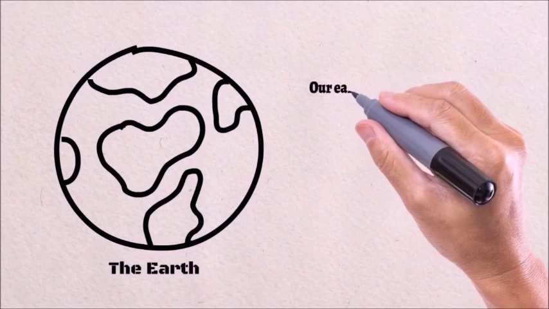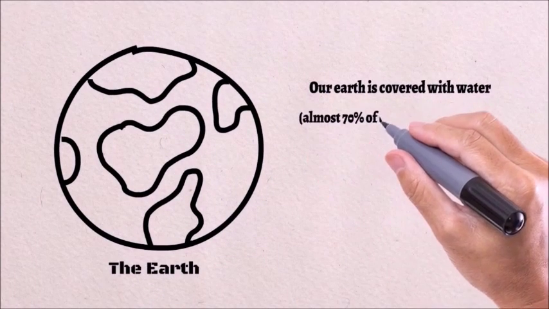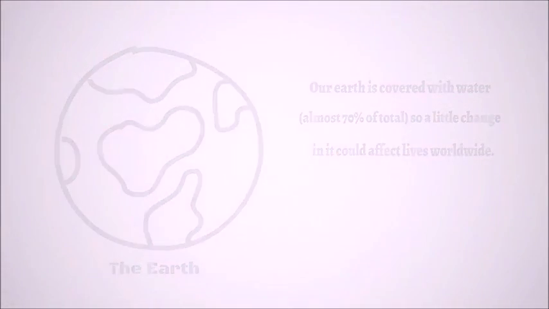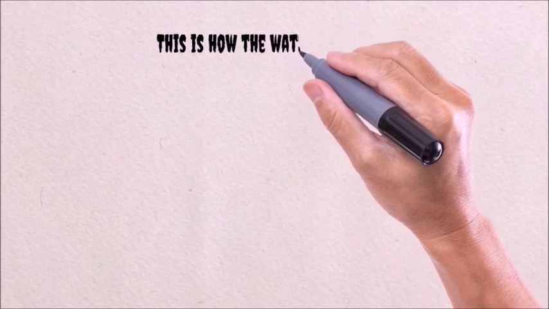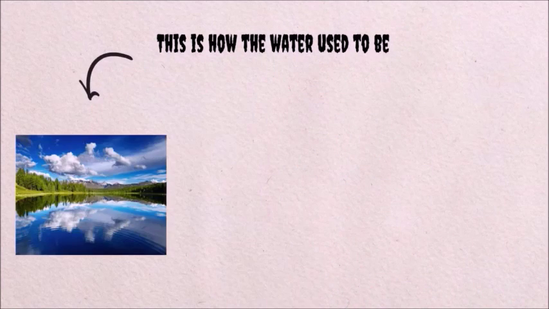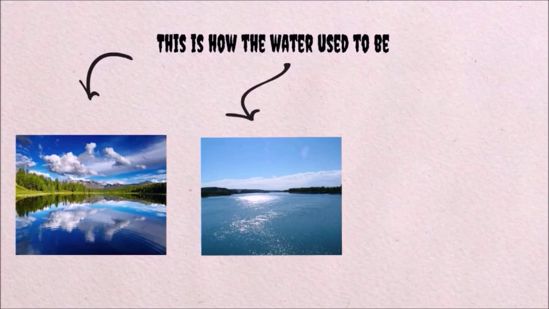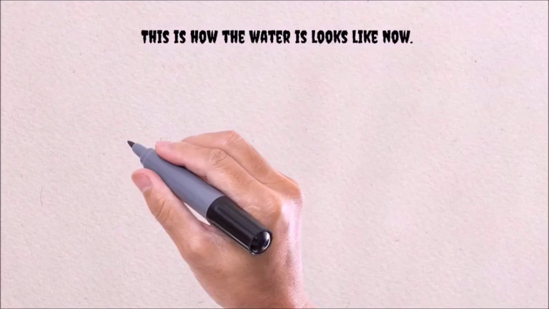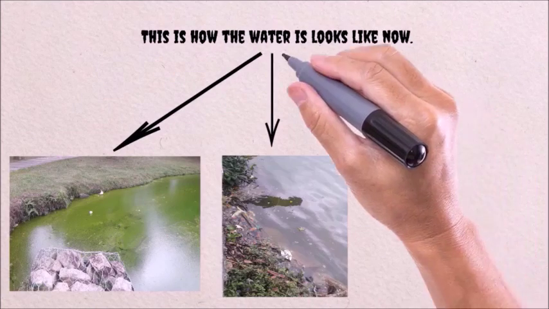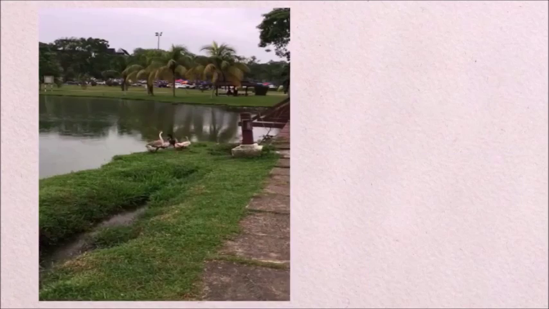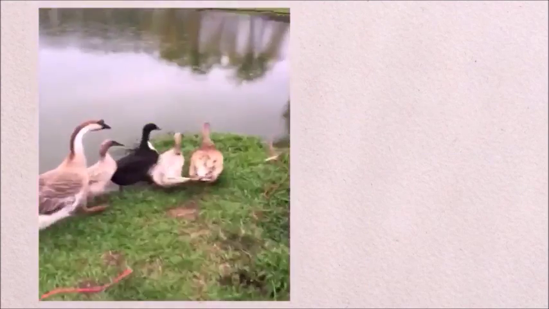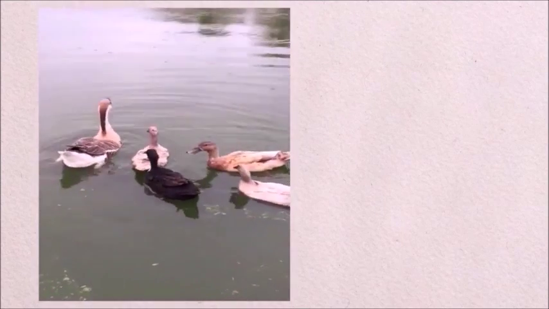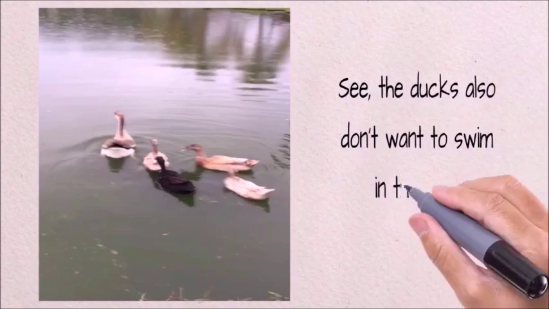This is Earth. Our Earth is covered with water, almost 70% of total, so a little change in it could affect life worldwide. This is how the water used to be. And this is how the water looks like now. See, the duck also doesn't want to swim in the lake.